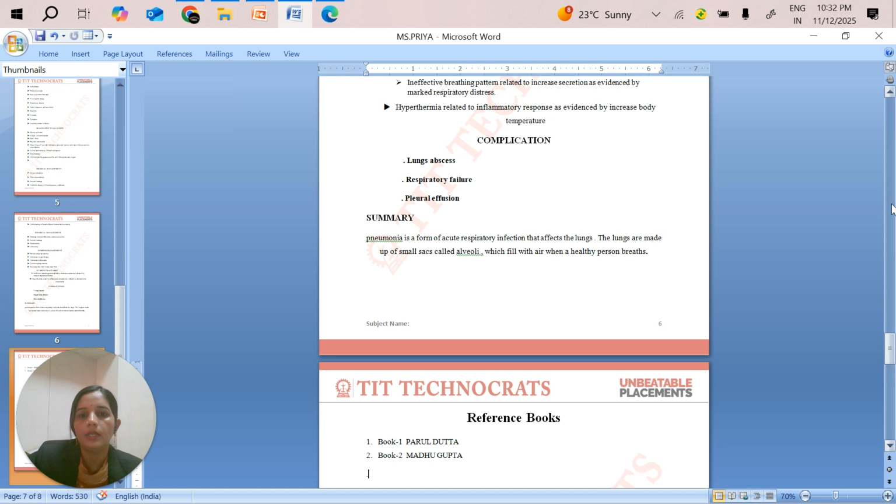Then summary. Pneumonia is a form of acute respiratory infection that affects both lungs. The lungs are made up of small sacs called alveoli, which fill with air when a healthy person breathes.